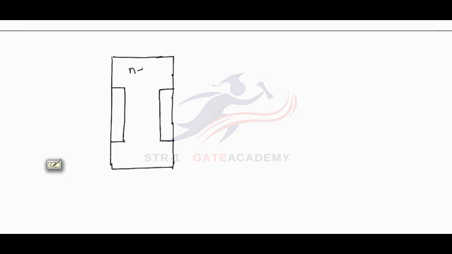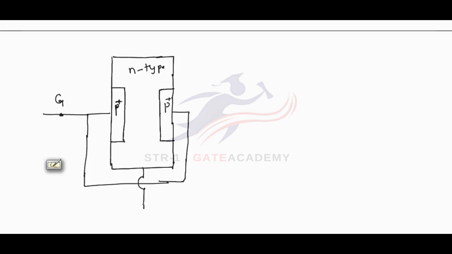Suppose this is N-type semiconductor and these are two P-type semiconductors which are highly doped as compared to the N-type region, and by shorting these two P plus semiconductors we get the gate terminal of this JFET. Now we will bias this JFET.